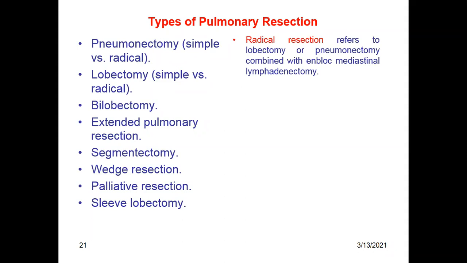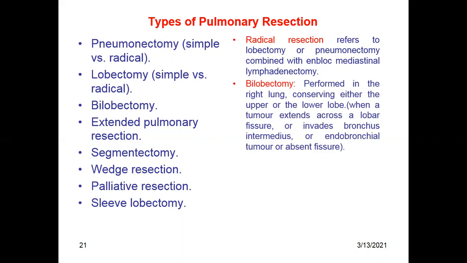types of lung resection. Radical resection refers to lobectomy or pneumonectomy combined with en-bloc mediastinal lymphadenectomy. So if the mediastinal lymph nodes are not removed, then this is simple lobectomy or simple pneumonectomy.